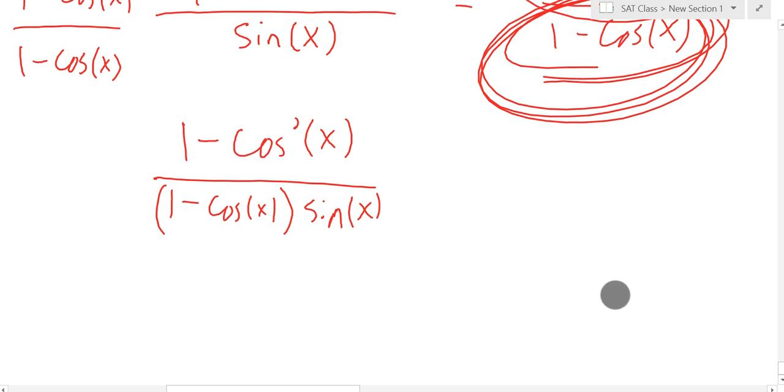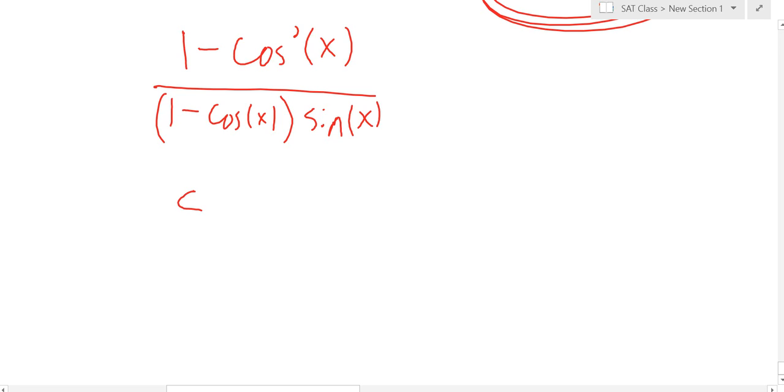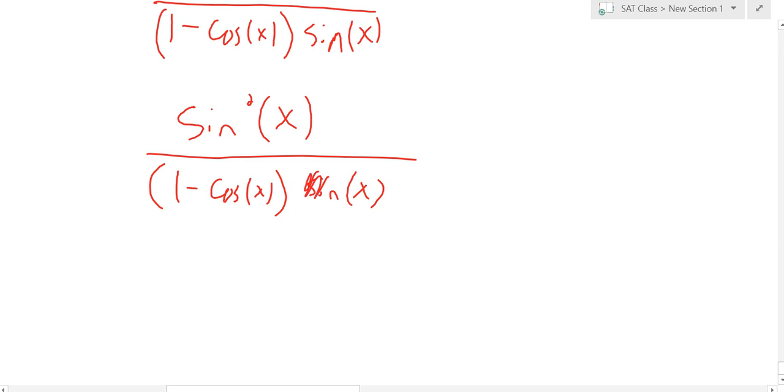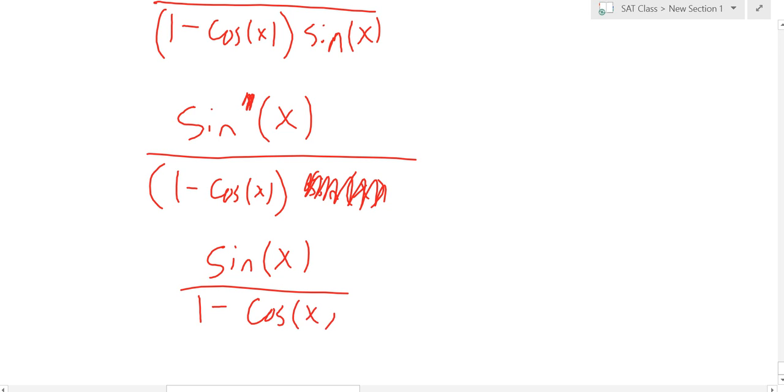That's what we have right now. And it turns out that 1 minus cosine squared is sine squared of x, and that's times sine of x on the bottom, and guess what? They cancel right out, leaving us with sine x over 1 minus cosine x, which is what we're trying to get.